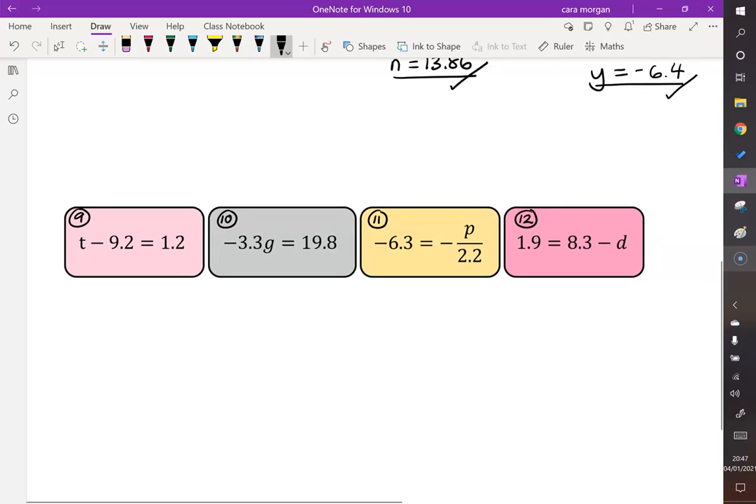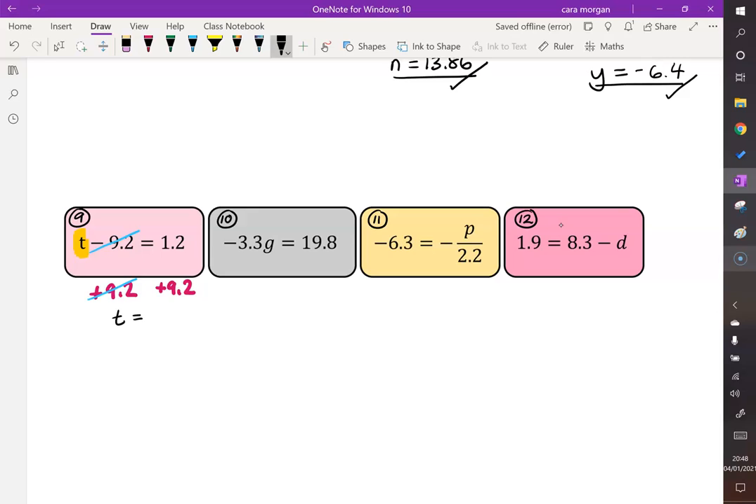I'm moving on to number 9. Now, I've got to be a bit careful here because I can see lots of subtracts. I can also see lots of negative symbols. Now, in number 9, T has subtract. I've got T subtract 9.2 gives you 1.2. Now, to get T by itself, I'm going to need to cancel out the negative 9.2. There's only one way to do that, and that's to add 9.2 to both sides.